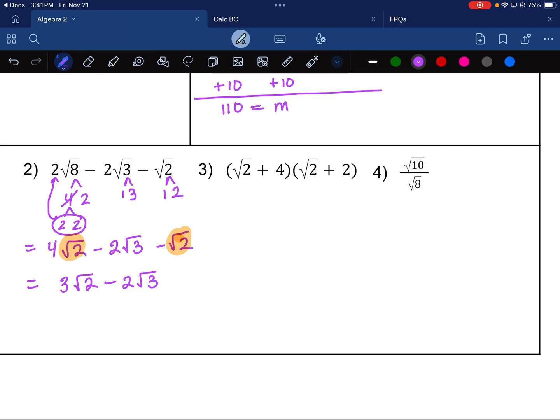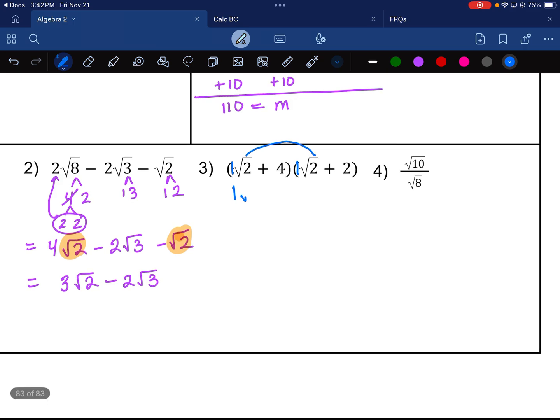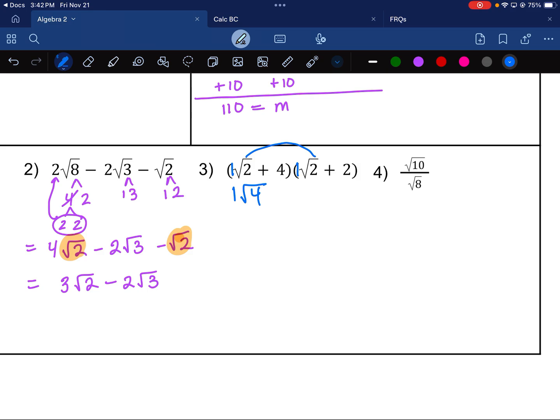For number 3, we are multiplying things with the radicals in them. And you know how to do this from Algebra 1 and this class. You're just going to start distributing. So we're going to distribute radical 2 times radical 2. When you are multiplying radicals, you multiply their coefficients. So there's an invisible 1 in front of these radical 2's. So I know 1 times 1 is 1. Then you multiply the insides of the radicals. So 2 times 2 is a radical 4.